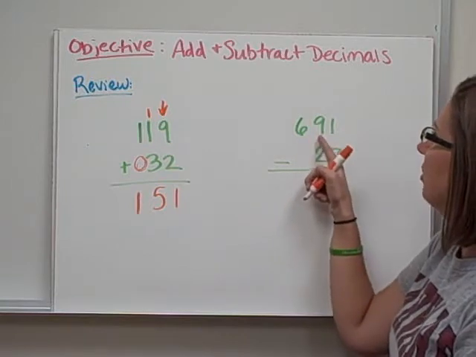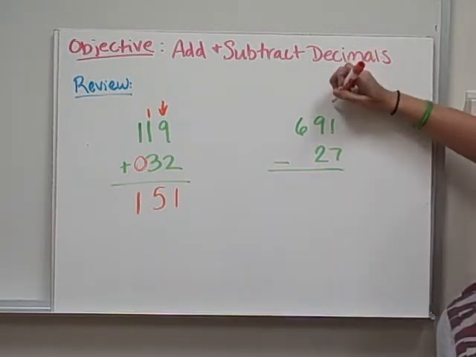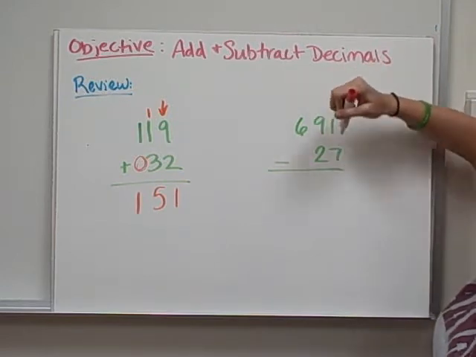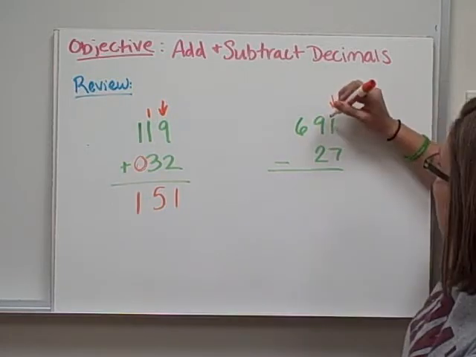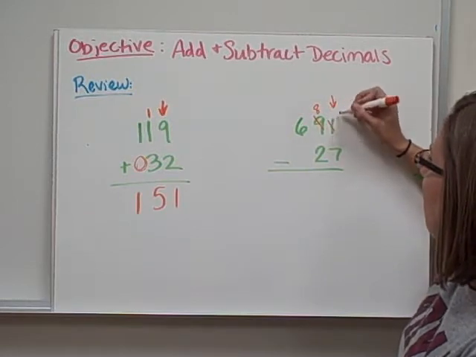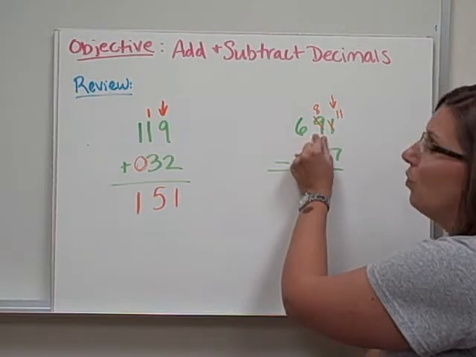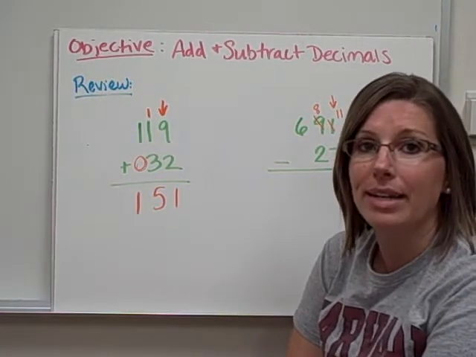And then I have 691 take away 27. Well, again, I have to look down this first column on the right. 1 take away 7. Well, I can't really do that, so I'm going to have to borrow. Remember, borrowing, we cross out the 9, we make it an 8, and then we cross out the 1 and we make it an 11, because we're borrowing from the tens place, so we have to add 10 to the 1 and make it an 11.